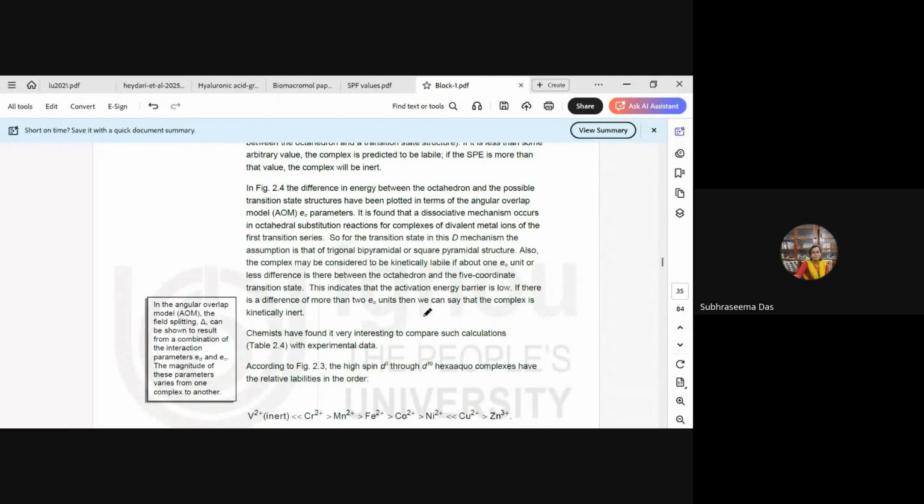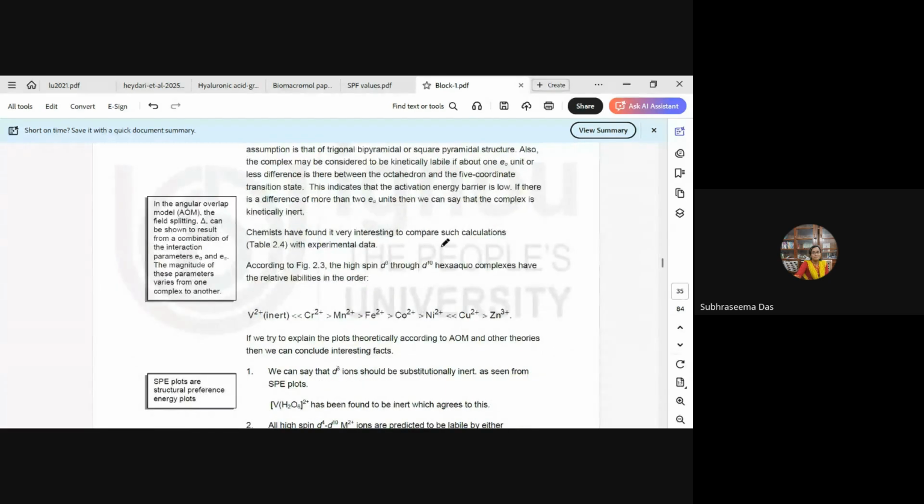It has been found that a dissociative mechanism occurs in octahedral substitution reactions for complexes of divalent metal ions of the first transition series. For the transition state in this D mechanism, the assumption is a trigonal bipyramidal or square pyramidal structure. The complex may be considered kinetically labile if the difference is one Dq unit or less between the octahedron and the five coordinate complexes.